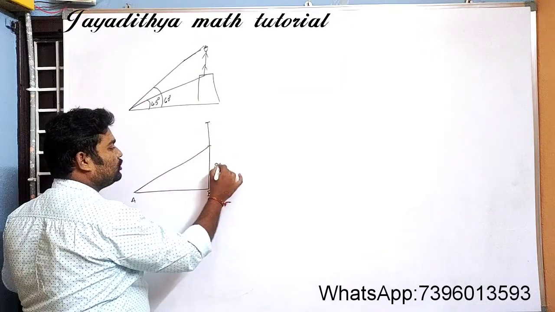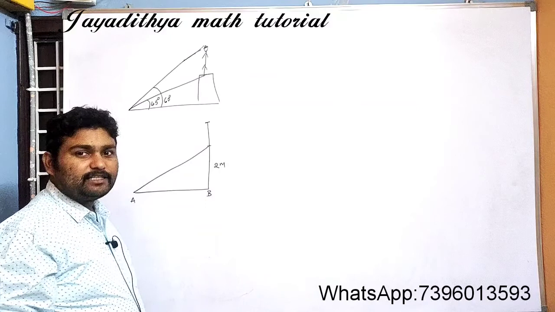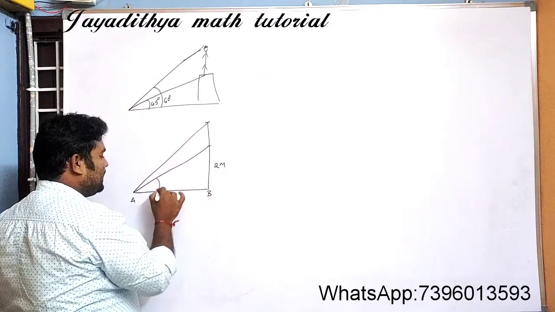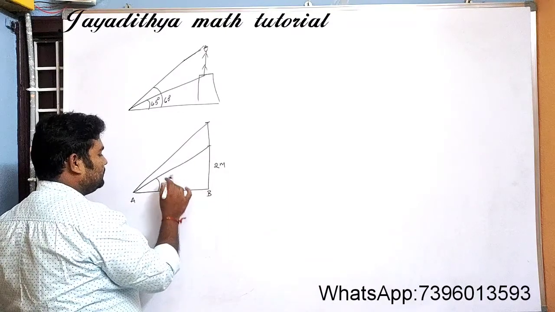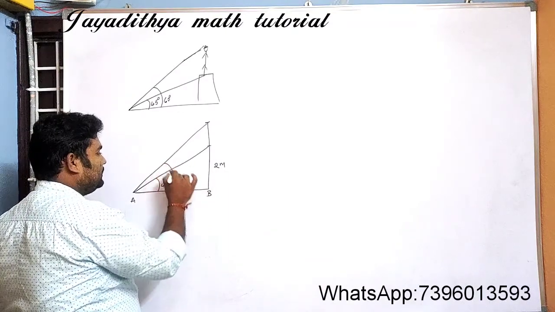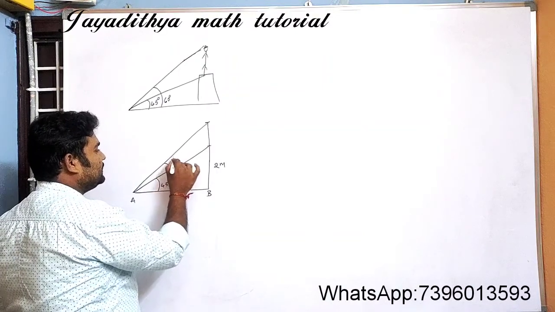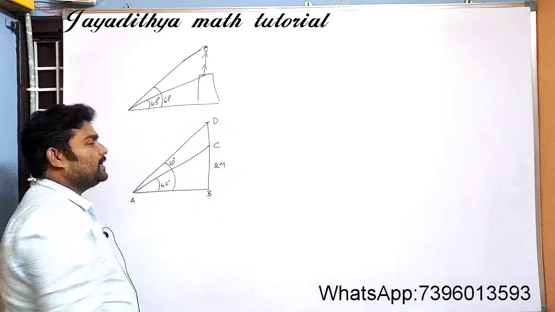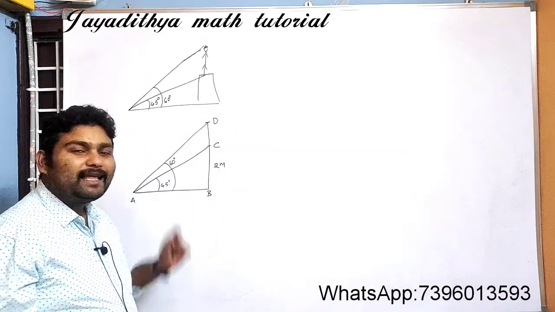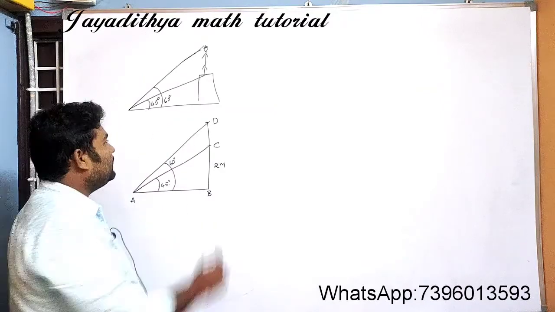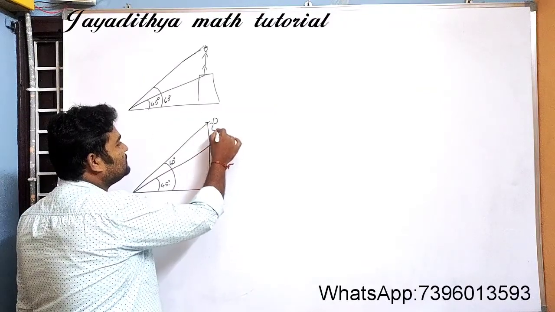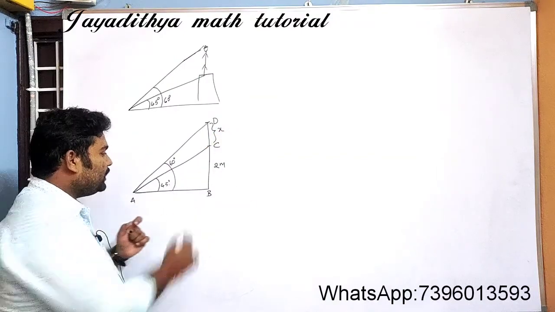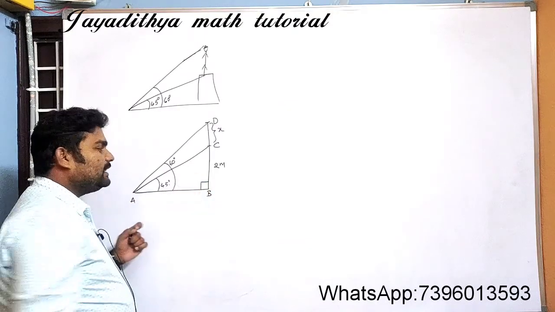He has given that the height of the pedestal is 2 meters. Here the angle of elevation is 45 degrees, and here the angle of elevation is 60 degrees. Let us take this point as C and this point as D. Now you need to find the height of the statue. Let the height of the statue be X. I have already told you here it will be 90 degrees.